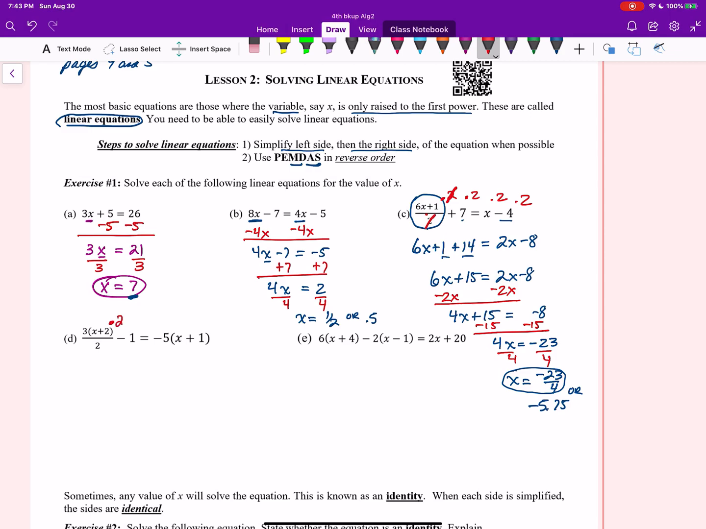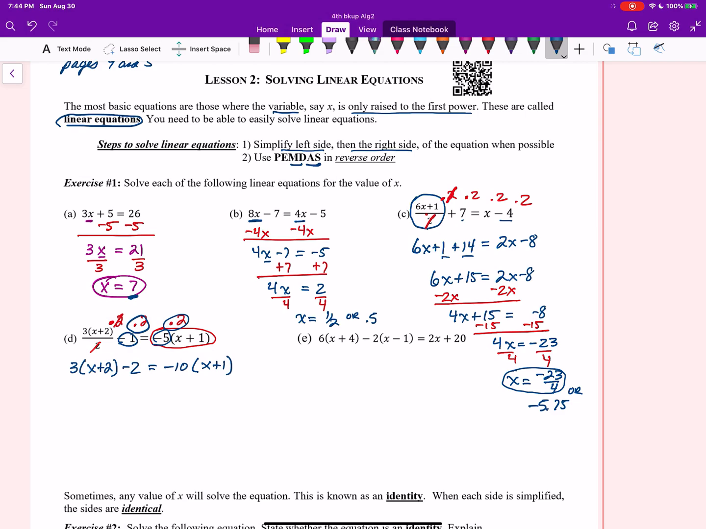Times that by 2, and then we have to times every term by 2. Now this is a term here on the right-hand side. That's just one little more complicated term. So we multiply that by 2. Here when we multiply, those 2's divide out, and we have 3 times x plus 2. Negative 1 times 2 is negative 2 equals, and in this case, I'll take the negative 5 times 2, which is negative 10, times parentheses x plus 1.